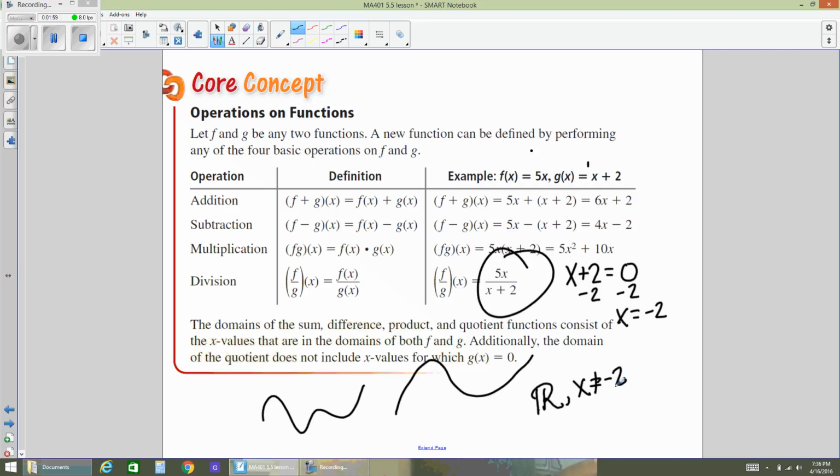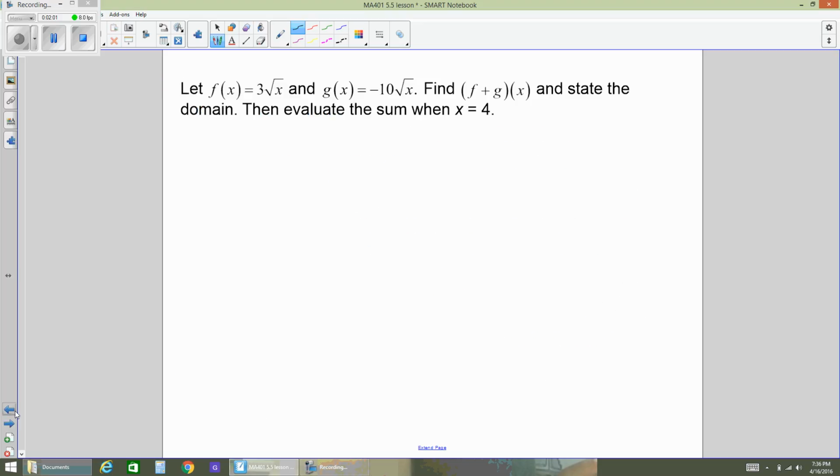Okay, let's move on and we'll do some examples. It says we've got our f of x is 3 times radical x. Our g of x is negative 10 times radical x. We want to find f plus g of x. So all we're doing is adding. Then we're going to state the domain and evaluate the sum when x is equal to 4.